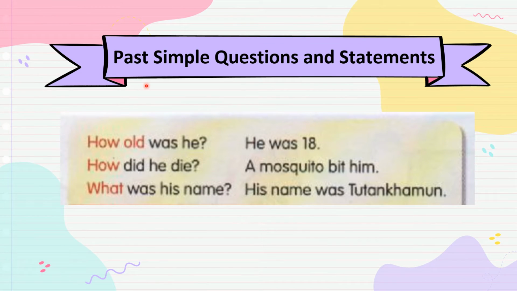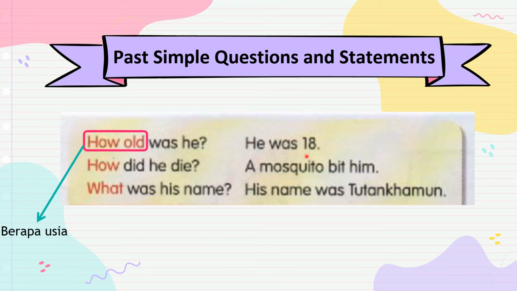Right, so let's look at past simple questions and statement. Okay, this is past simple questions. Let's look at number 1. How old was he? What is the meaning of how old? Okay, how old means berapa usia. So, how old was he? Berapa usia dia? Dia kat sini he lelaki.